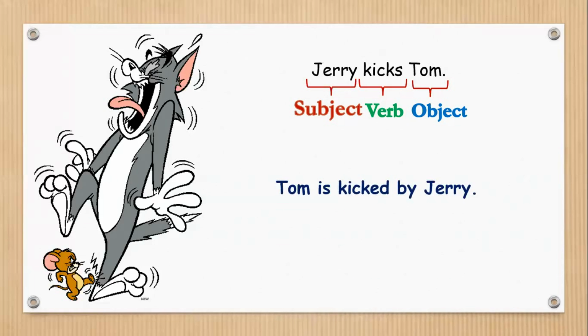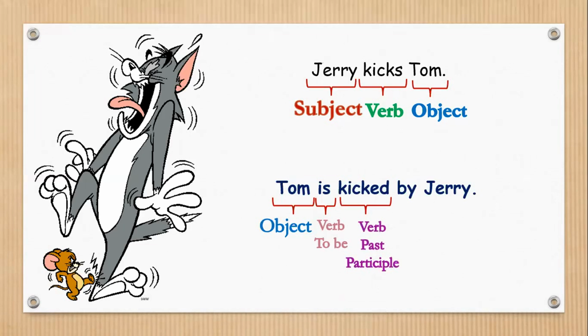And in passive voice, Tom is kicked by Jerry. Tom es pateado por Jerry. First we have the object, then the verb to be, in this case is, then we have the verb but in past participle, and then we have the subject. Generalmente vamos a utilizar la palabra by antes del sujeto para decir por quién fue hecha esta acción.